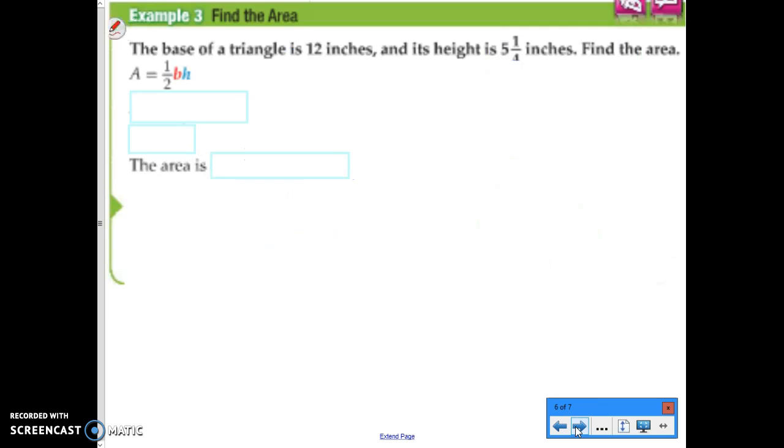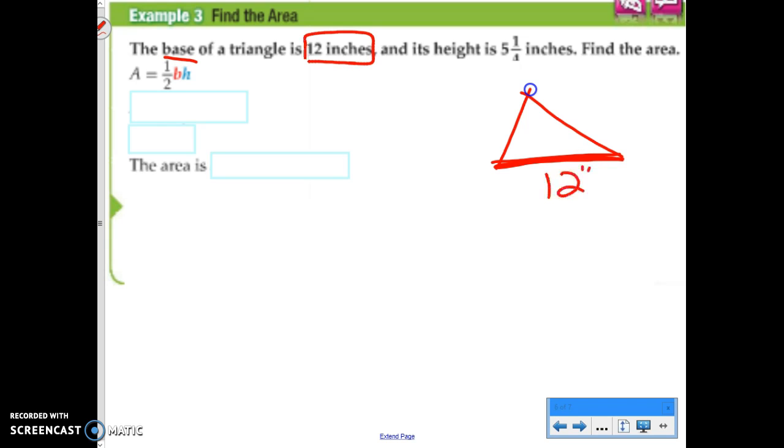All right. So it says the base of a triangle is 12 inches. Now remember, you can just create any old triangle for yourself. So right now the base, which is the bottom part here, they're telling you that the base is 12 inches. So I'm going to write a 12 over here. Then they say its height is 5¼ inches. So the height from the top point of that triangle to the base is going to be 5¼ inches. And then it says find the area.